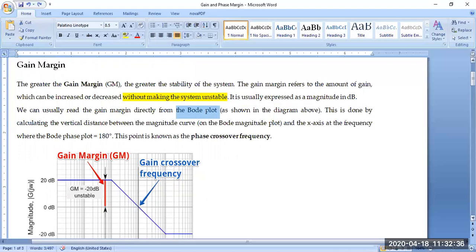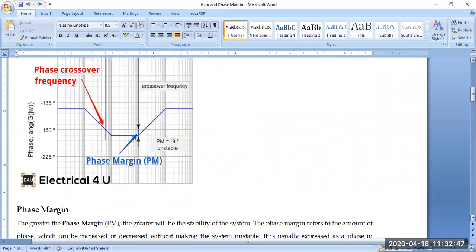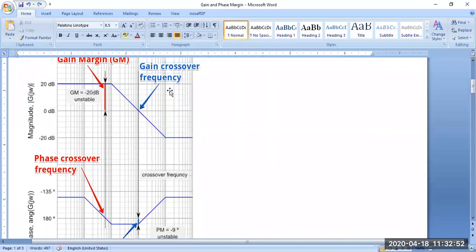Now you can see a diagram here. How to read the gain margin from Bode plot? Let us see. To read the gain margin, what we need in the Bode plot is a phase crossover frequency. As you can see here, the phase crossover frequency is shown in red color, and there is an arrow pointing to a particular point. Now let us study this point very carefully. This is the Bode phase plot.